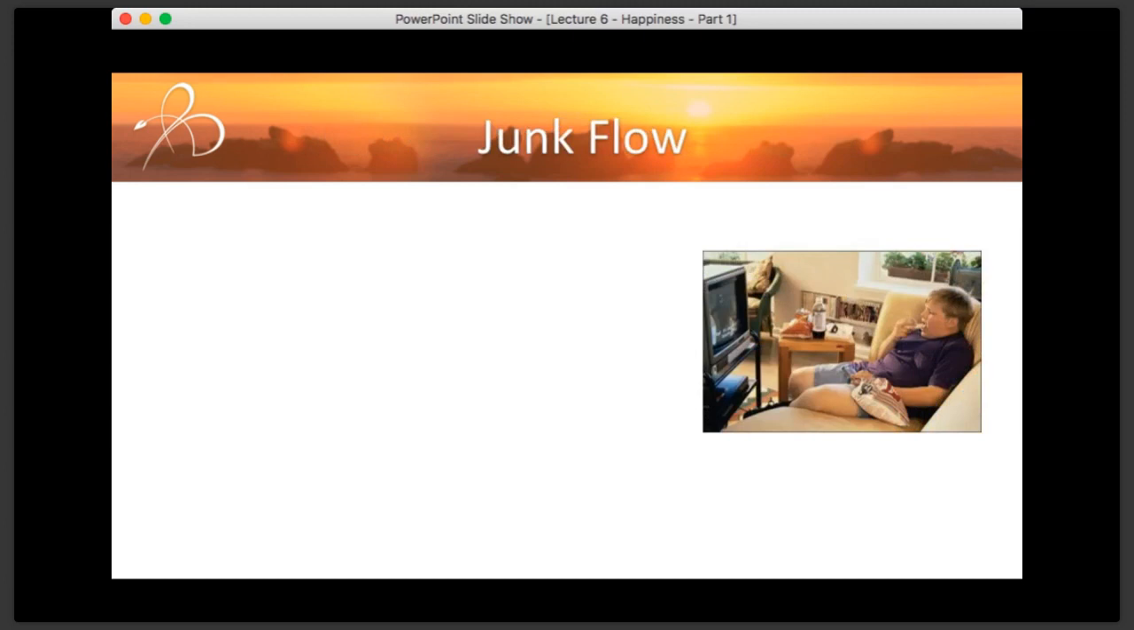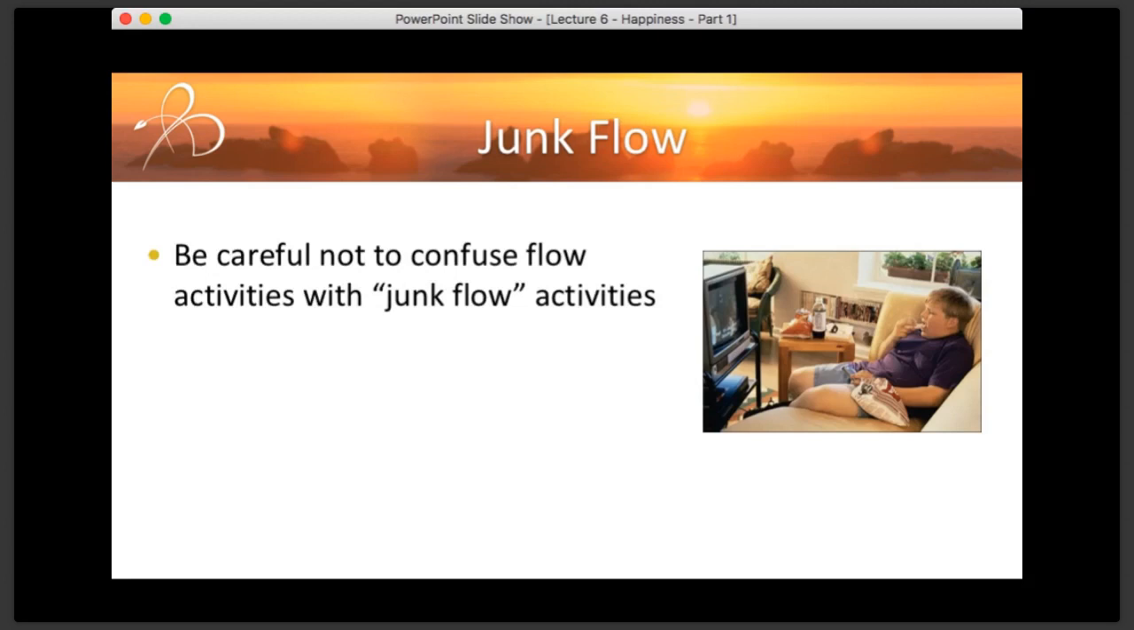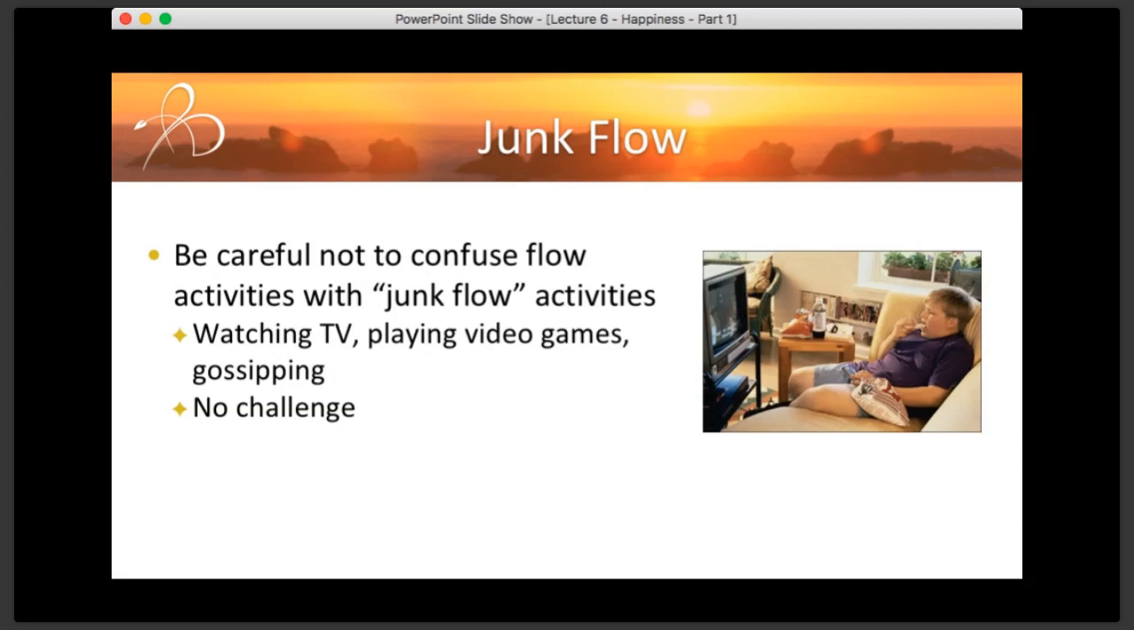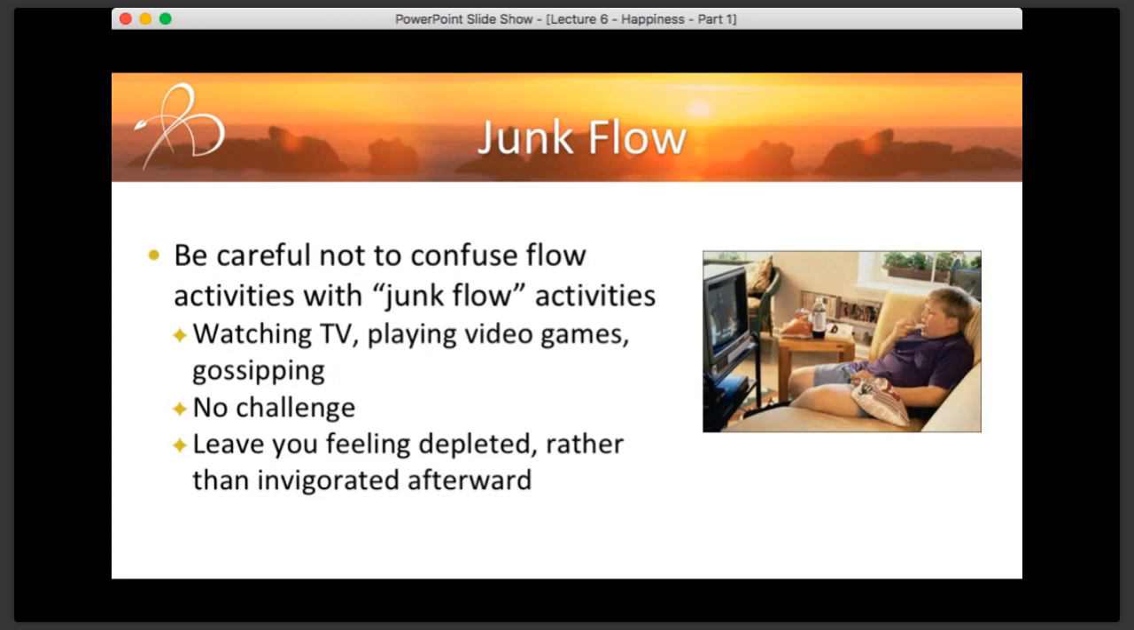Now, be careful, because there are some activities that meet many of these criteria, but not all, and they're not flow. So don't confuse flow with junk flow activities. Watching TV comes close to meeting the criteria for flow. So does playing video games. So actually does gossiping with friends. However, they don't require any challenge. There's no degree of challenge involved in those activities, and they leave you feeling depleted rather than invigorated. They leave you feeling sucked dry and vaguely gross. Try watching TV for 4 hours. Try playing video games for 4 hours, or mindlessly surfing Facebook for 4 hours. Yuck. So the key is, do you feel invigorated and enlivened and strong afterwards? If so, then it's flow.